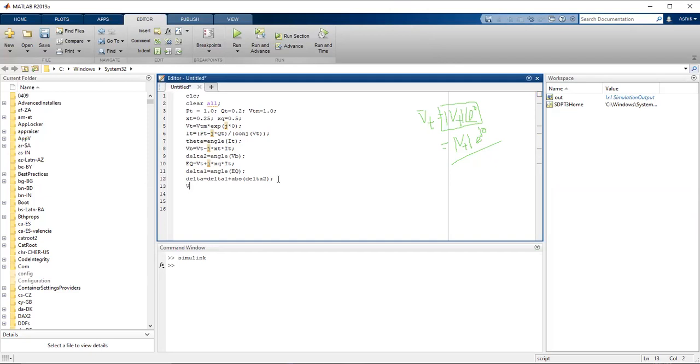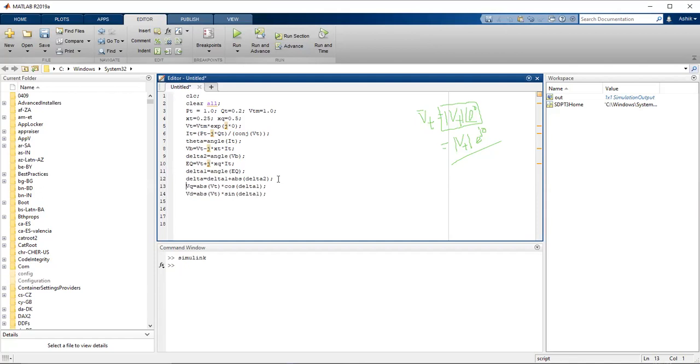So what was VQ? VQ was absolute of VT phasor multiplied by cosine. And what is the angle of VT and EQ? VT and EQ angle is delta 1. What is VD? VD is the same with some sine function. So VD and VQ is done.